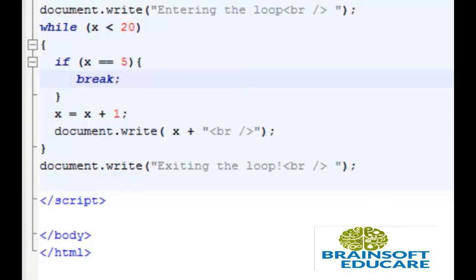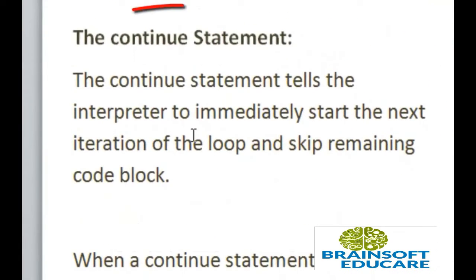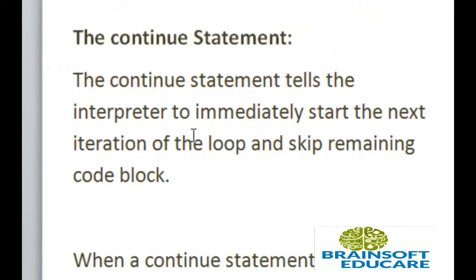Now let's discuss the continue statement. The continue statement tells the interpreter to immediately start the next iteration of the loop and skip remaining code block. When a continue statement is encountered, program flow will move to the loop, check expression immediately, and if the condition remains true, then it starts next iteration, otherwise control comes out of the loop. Let's see the example.